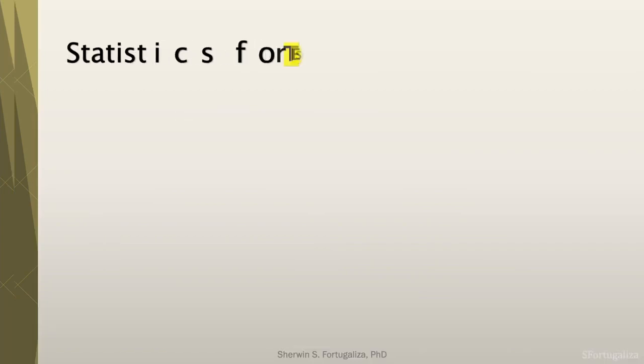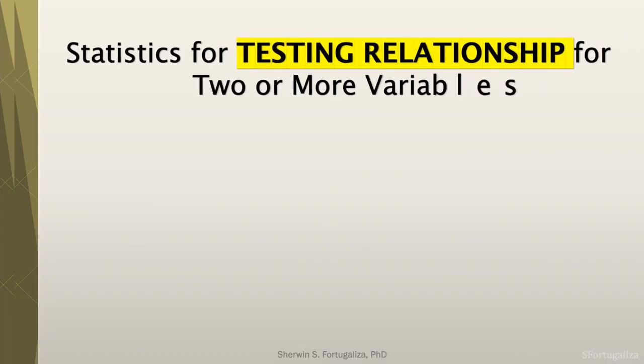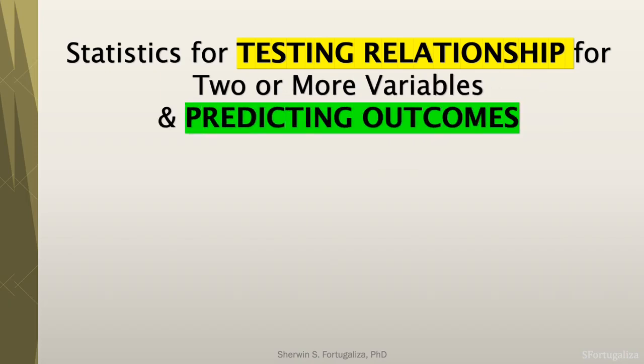Today, we learned choosing statistics for testing relationship for two or more variables and statistics for predicting outcomes.